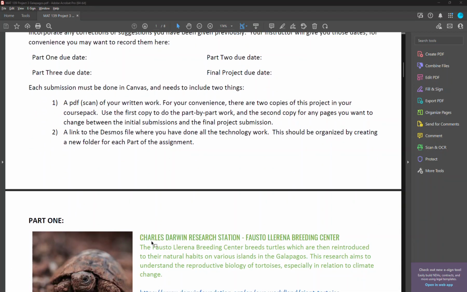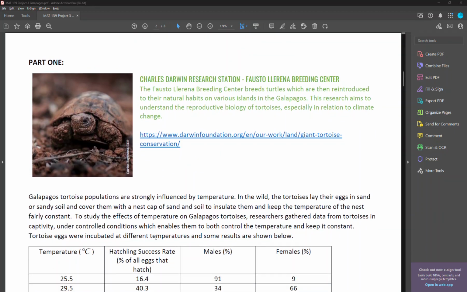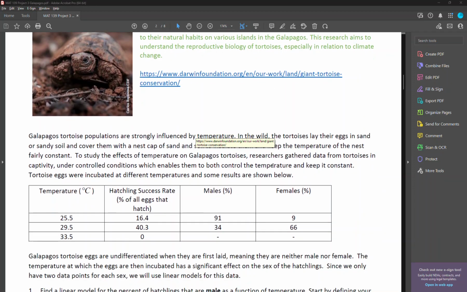So starting with part 1, we'll make a folder for part 1. Top of the page, we've got a picture of a baby tortoise, compliments of the Darwin Research Center. And that's the research center where they breed turtles and reintroduce them into their natural habitats to understand the reproductive biology and especially in relation to climate change on these tortoises. We're going to look at some of their data down here.